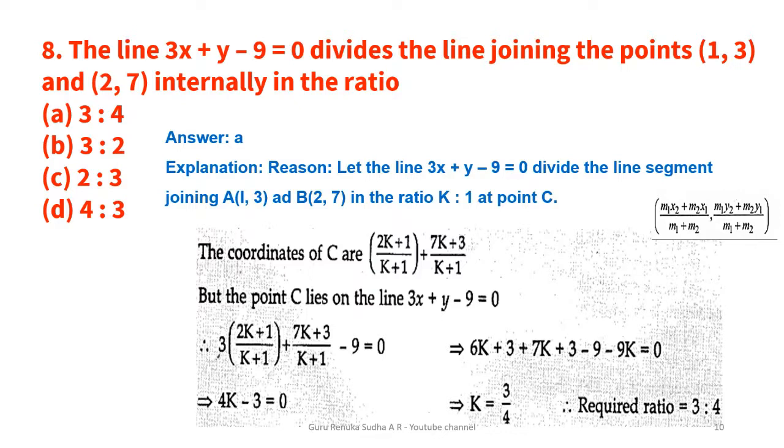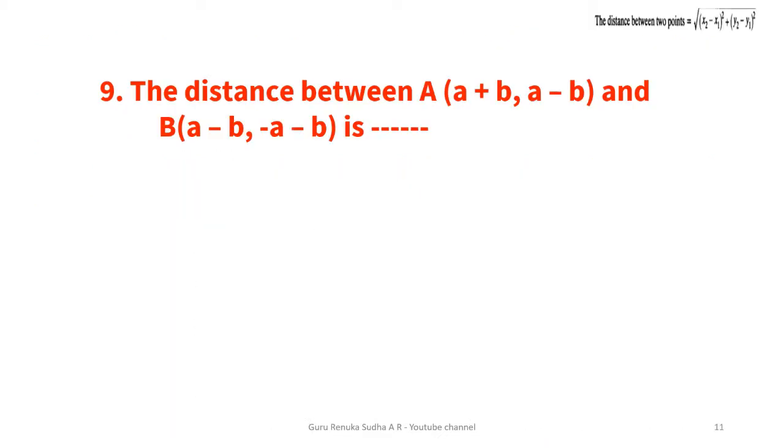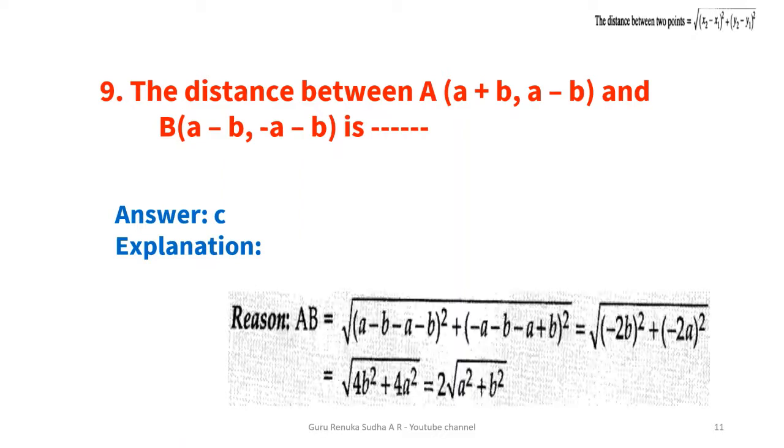Okay, next ninth one. Again they are asking the question based on distance between the 2 points, that is root of x2 minus x1 whole square plus y2 minus y1 whole square. Here x1 is a plus b, y1 is a minus b, x2 is a minus b and y2 is minus a minus b. Then substituting in that formula you can get the answer.